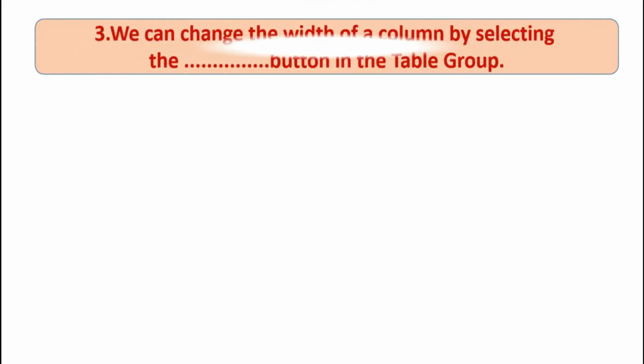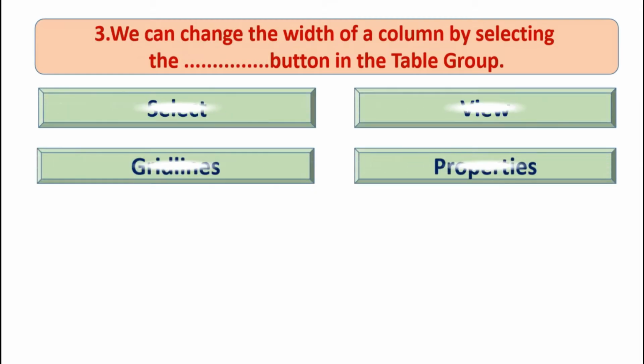Next is we can change the width of a column by selecting the dash button in the table group. Options are select, view, grid lines, properties. And the answer is properties. Properties button is used to change the width of a column.